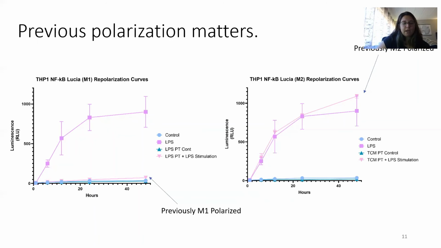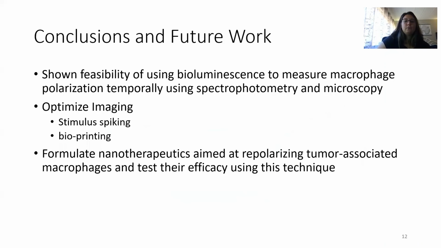So this makes it readily apparent how necessary it is to understand factors that affect polarization, as well as test therapeutics on macrophages polarized similarly to how they will be in patients. I've shown how bioluminescence can be used to measure macrophage polarization temporally, and intend on focusing on ways to optimize our imaging by finding a technique to introduce stimuli to the well being imaged, as well as utilizing bioprinting to make cytokine gradients. Eventually, I want to use this platform to test nanotherapeutics that attempt to repolarize TAMs into a more pro-inflammatory phenotype. Thank you.